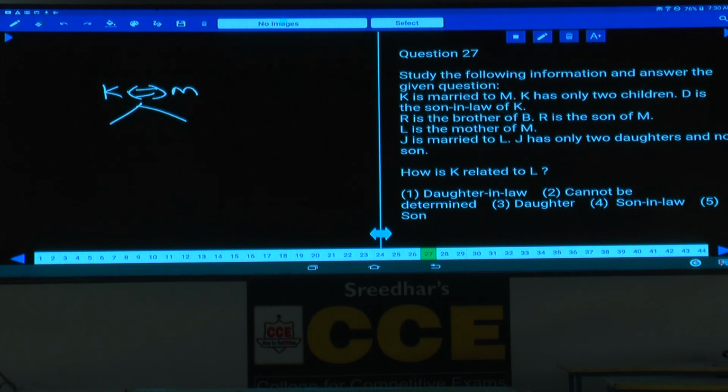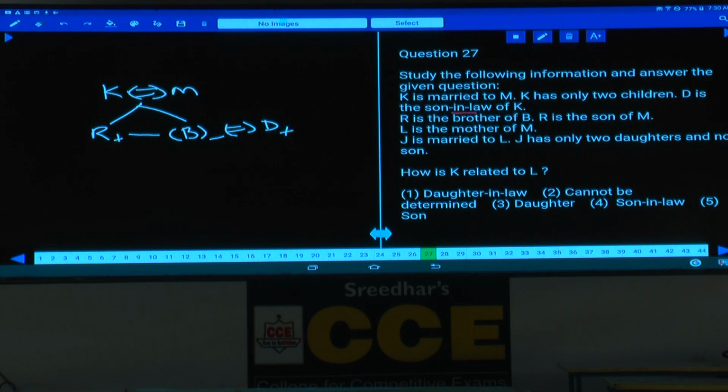And D is the son-in-law of K. As D is the son-in-law of K, K's daughter's husband is D. And R is the brother of B. R is the son of M. As R is the son of M, R is the brother of B. How many children is K having? Only 2 children, out of which one is R, the other one must be B, and this B must be the sister of R and is married to D. R is the brother of B and R is the son of M.